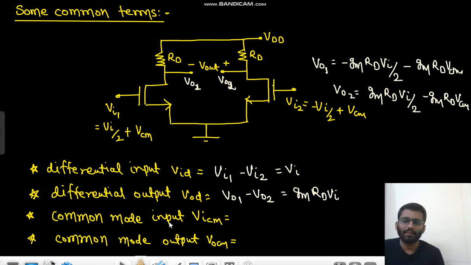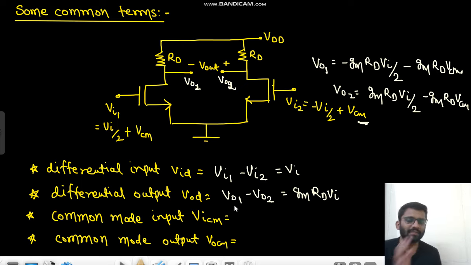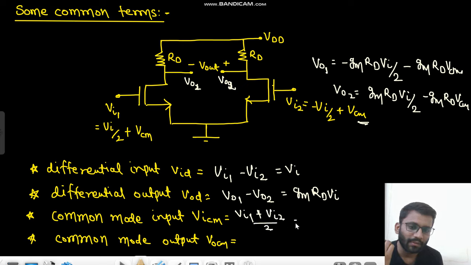Okay. What is common mode input? Your common mode input is VCM. How will you get that? V1 plus V2. I am simply telling you the way to remember it, nothing else. What is common mode input? Vin1 plus Vin2 by 2. So it would be VCM.